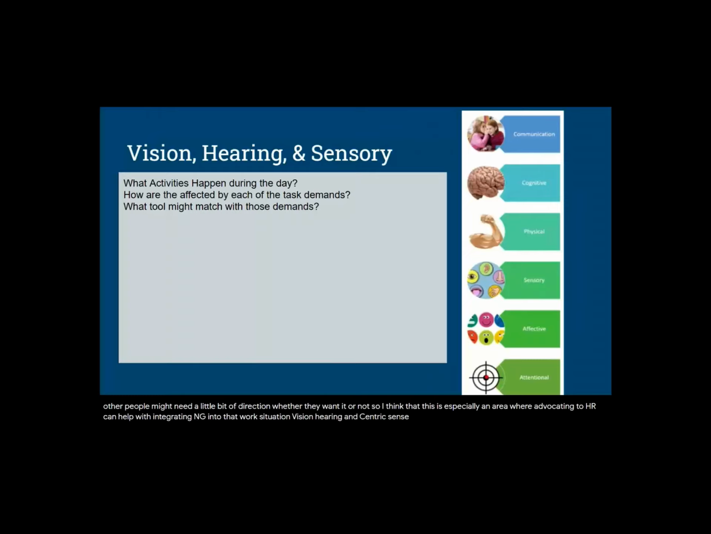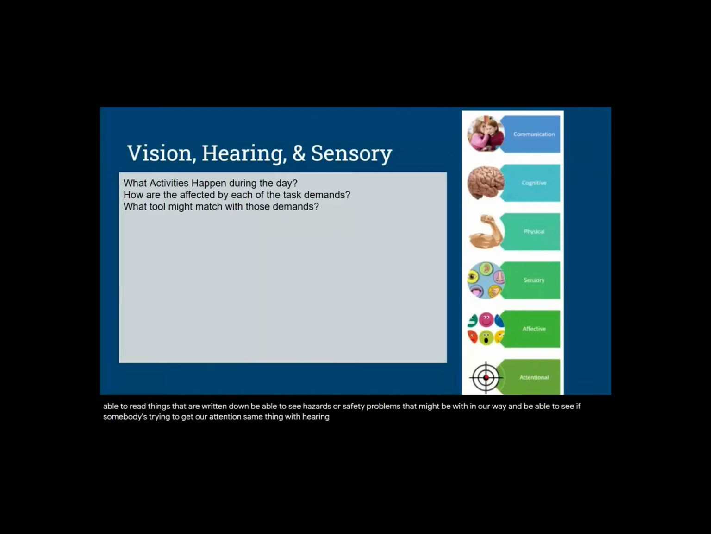Vision, hearing, and sensory, these things are on all the time, whether we want them to be or not. We hear things around us, we see things, but we need to make sure that we are focused so that we have the vision to be able to read things that are written down, be able to see hazards or safety problems that might be in our way, and be able to see if somebody's trying to get our attention.